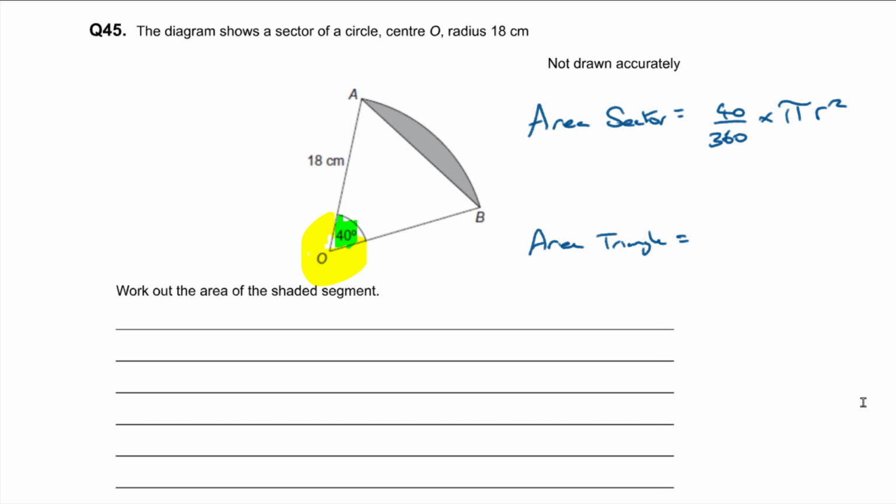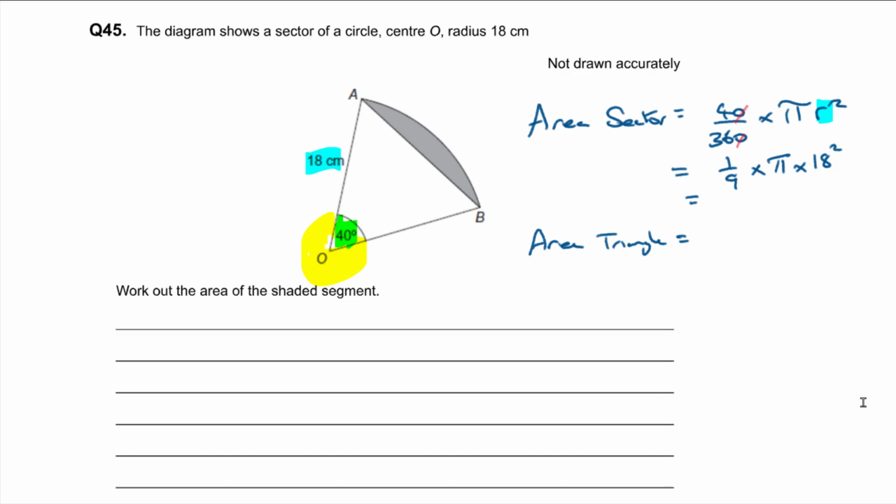So 40 360ths of pi r squared, where r is the radius, which is 18. So that's going to be 40 over 360. I'm just going to cancel that down a little bit. So that's 4 over 36, dividing top and bottom by 4. So that's 1/9. It's a ninth times pi times 18 squared. Okay, so what's that then?